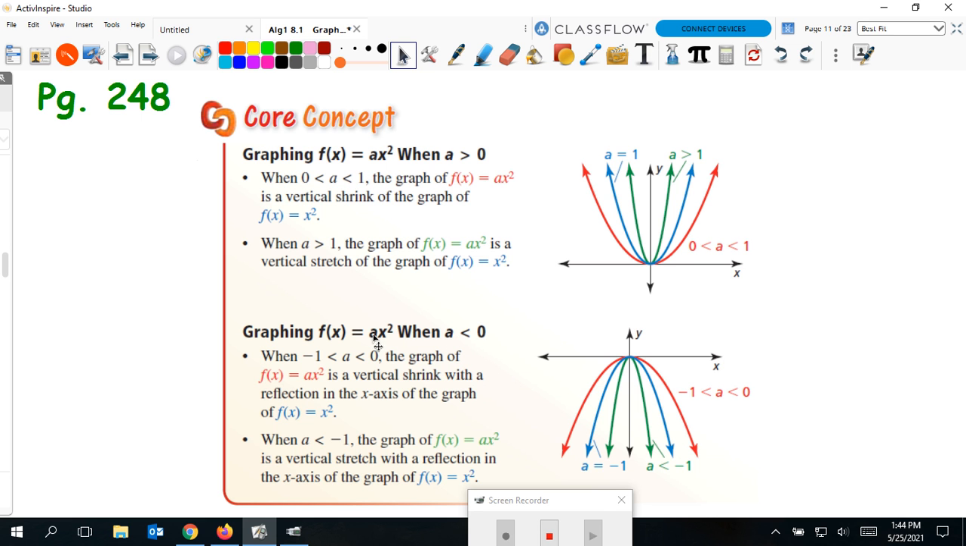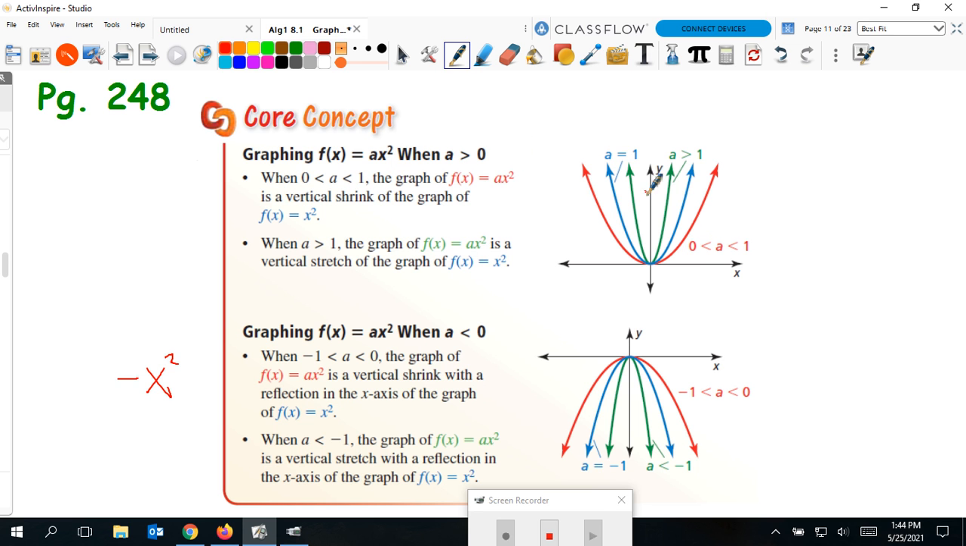When there's a negative in front of here, that means it's going to be opening down. So basically when there's a negative in front of your A number, your x squared, I'll just go ahead and put it down here. When you have a negative in front of x squared like that, it's going to be opening down. If there's a positive in front, then it's going to be opening up.